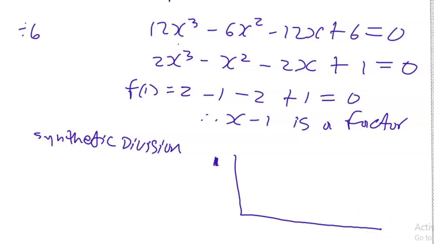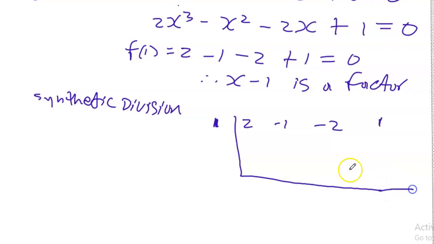Now we'll use the coefficients of the polynomial, which were 2, minus 1, minus 2 and positive 1. We bring down the first value, which is 2. 1 times 2, that's 2. Then we add negative 1 plus 2, that's positive 1. 1 times 1 is 1. Then we add negative 2 to 1, we get negative 1. 1 times minus 1 is minus 1, so 1 plus negative 1 is 0.